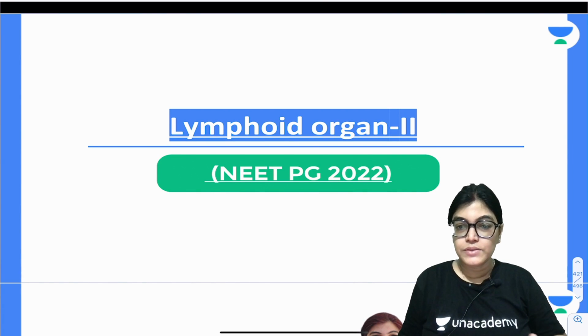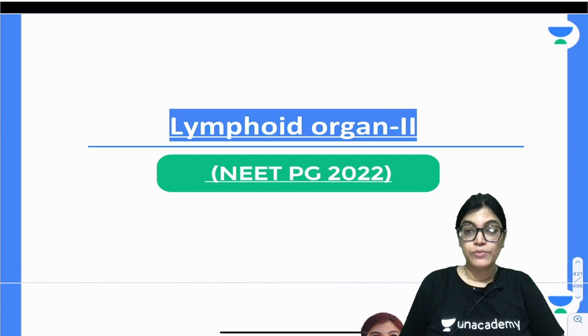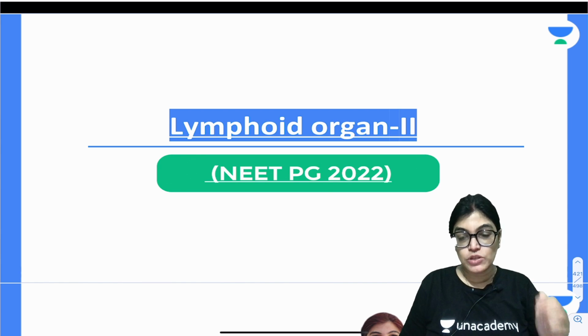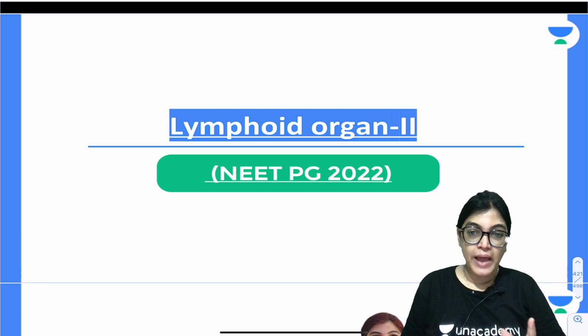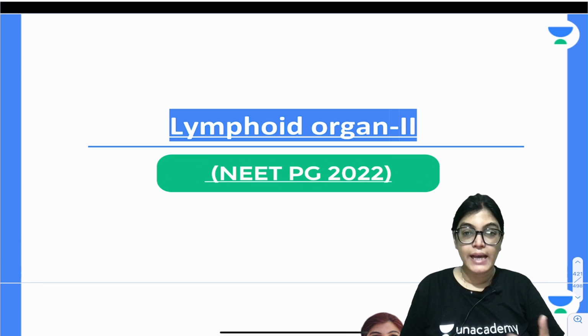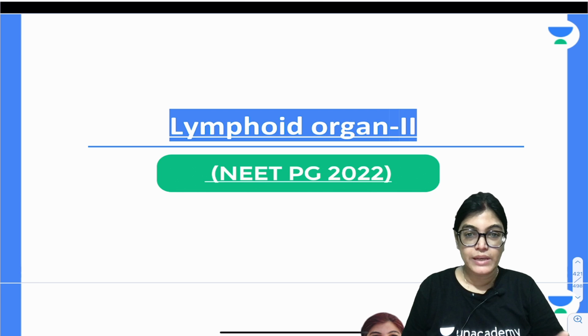Hello everyone. So this is the session of lymphoid organ series. This is the second part, targeting for the NEET PG 2022. So I will describe in brief the lymphoid organs and then it will be followed by the MCQs related to the topic. So this is how we will compile it.